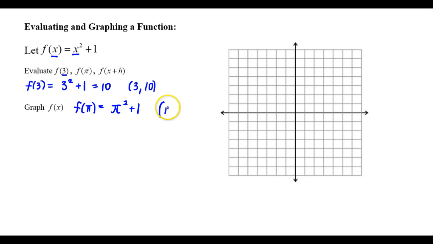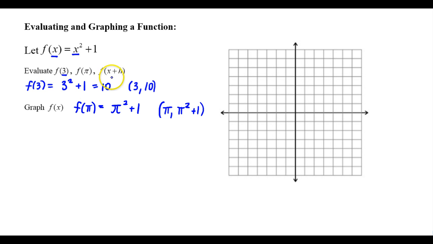So it corresponds to the point pi squared plus 1. Now, it's not a very nice coordinate point. It's not going to be a very nice thing to graph because we don't really even know what pi squared plus 1 is without a calculator exactly, but it is a coordinate point, and it does work the same way as substituting in a 3.